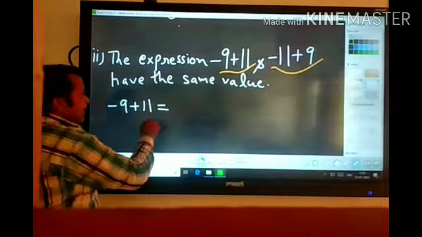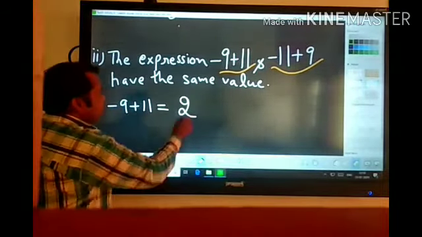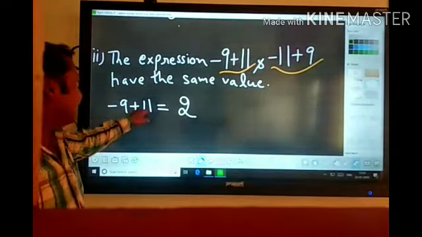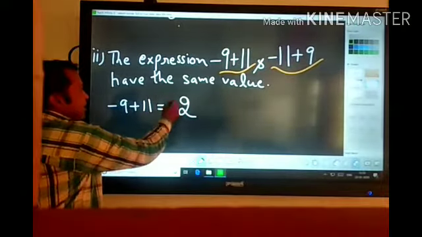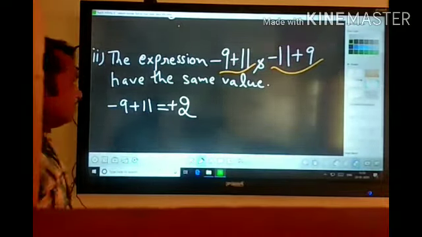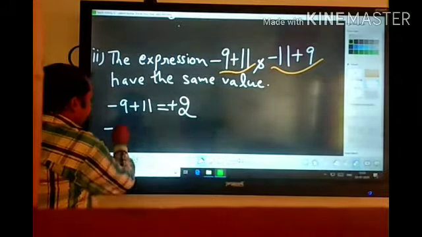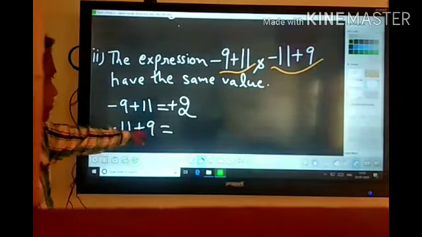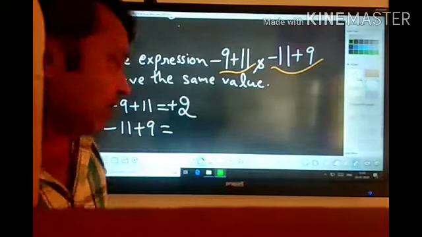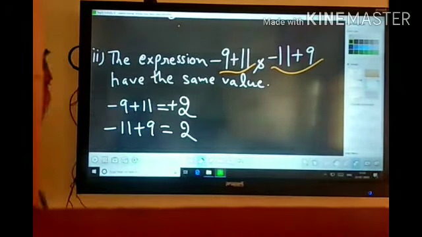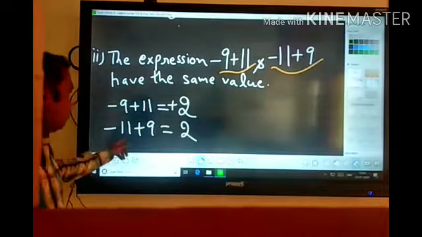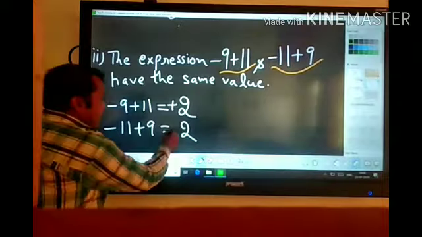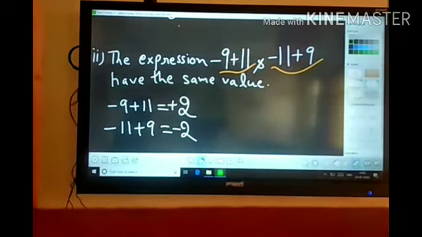Minus 9 plus 11. Here you will see that 9 is negative and 11 is positive. Therefore, we will subtract the integers and their difference is 2, but the absolute value of 11 is greater. Therefore, I will write the positive symbol with the answer. Now, I write minus 11 plus 9, that is the second part. Here minus 11 and 9 both have different signs. Therefore, I will subtract them. So the answer is 2. But 11 is greater and it has a negative sign. Therefore, I will write minus with the answer.